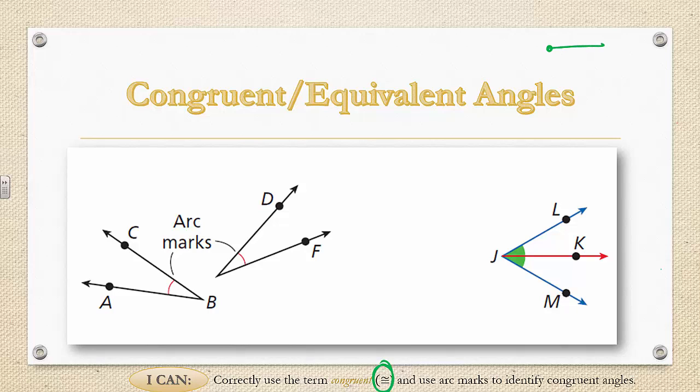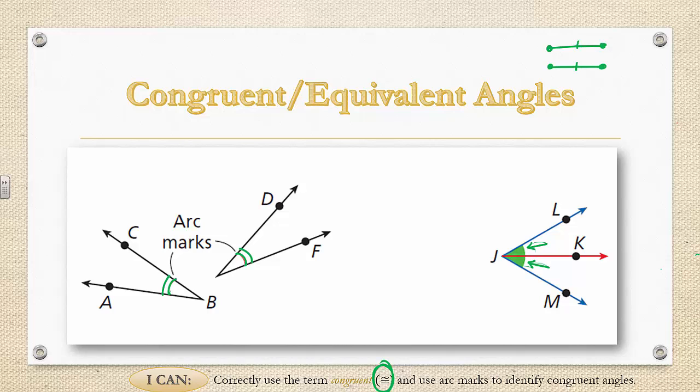Remember with segments, when we drew them out, if we wanted to show that two segments were exactly equal, we would place tick marks on them. Arc marks are exactly the same thing, but just for angles. So most of the time we do one little swooshy. Or, if we're representing multiples, we can have two little swooshies, and all the ones with two mean that they're equal.